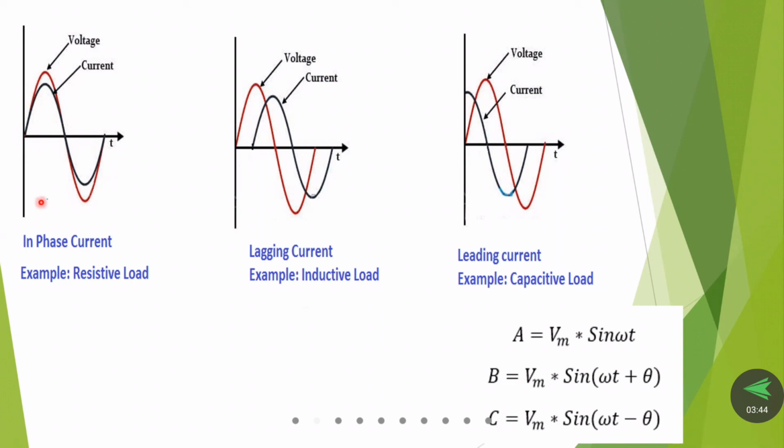So what happens here? The current waveform starts from 0, reaches 90 degrees, decreases to 180 degrees, negatively increases to 270, and reaches 360 degrees. Similarly, observe the voltage waveform also. It starts from 0, reaches 90, decreases to 180 degrees, negatively increases to 270, and reaches 360 degrees.